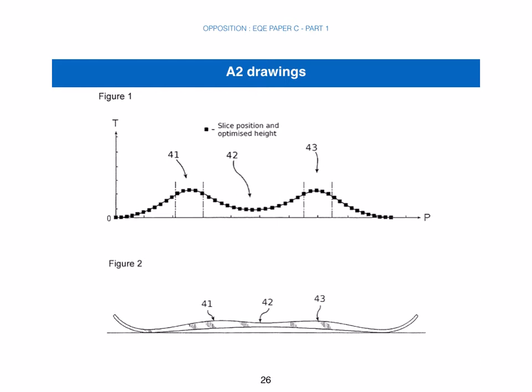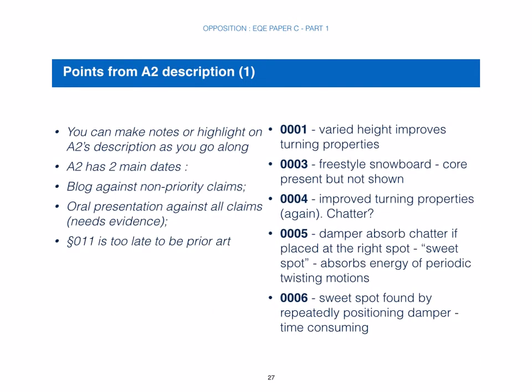Let's now turn to the description. You can make notes or highlight on A2 as you go along, as I said. A2 has two main dates, the blog against non-priority claims and the oral presentation against all claims, which needs evidence. And paragraph 11 of A2 is too late to be part of the prior art.